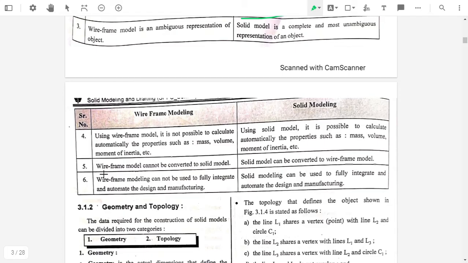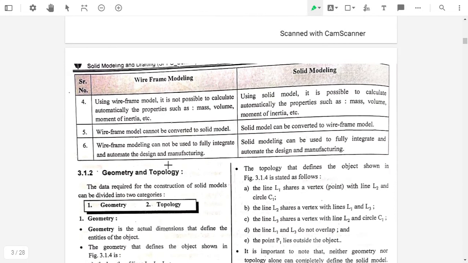The wireframe model cannot be converted into the solid model. If we want to convert the wireframe model into a solid model, we cannot do this. But if we want to convert the solid model into the wireframe model, we can easily do this. It is not possible in the case of wireframe modeling.